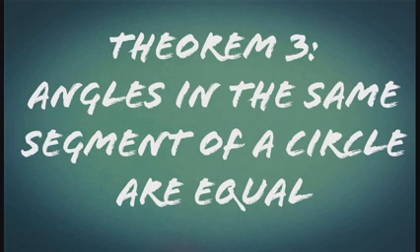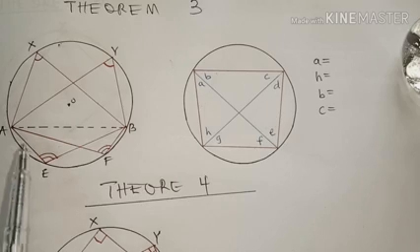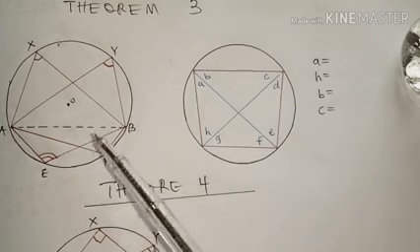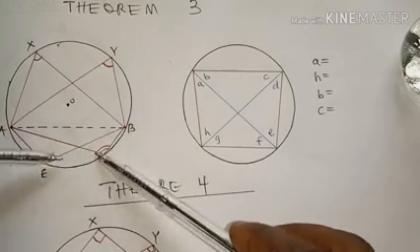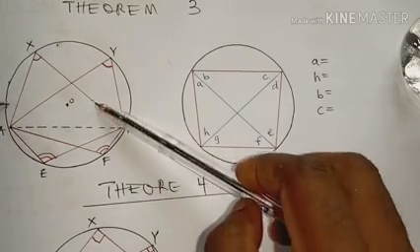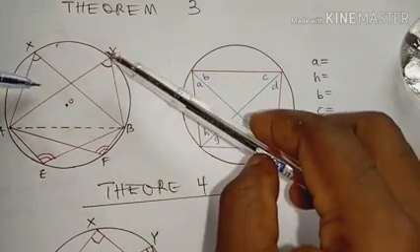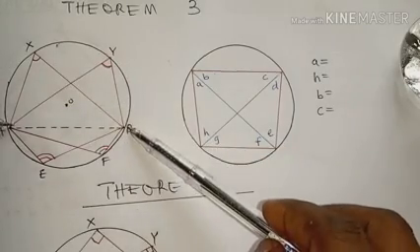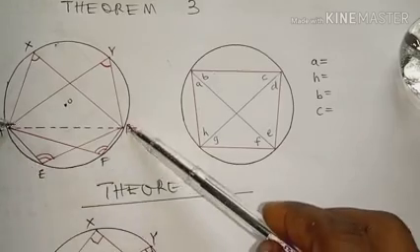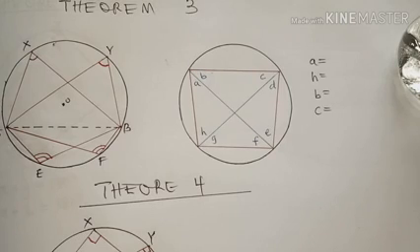Theorem 3. Angles in the same segment of a circle are equal. The theorem states that angles in the same segment are equal. This is a chord AB. That shows that this lower part is a segment. This upper part too is another segment. From these ends, if I trace to this point on the circumference here, and I trace to this point here, in the same segment, these angles are equal. From here too, if I trace like this, these angles are equal to each other. That is what the theorem says.